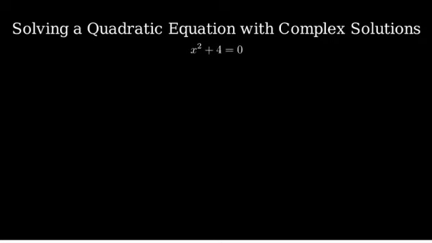Start with the equation x squared plus 4 equals 0. To solve this equation, let's first isolate x squared. We'll subtract 4 from both sides of the equation. Now, to isolate x, we need to take the square root of both sides.